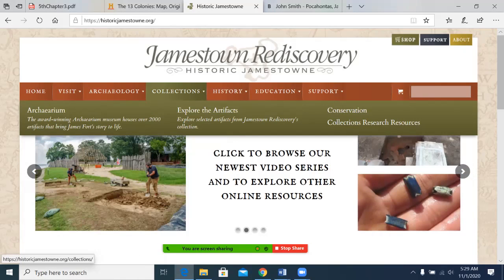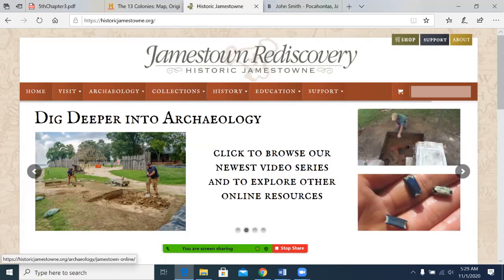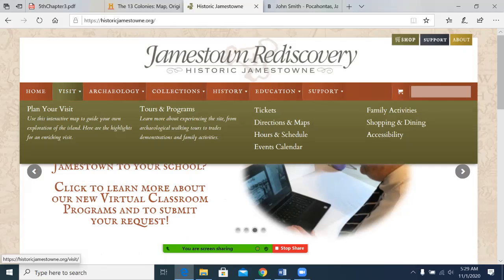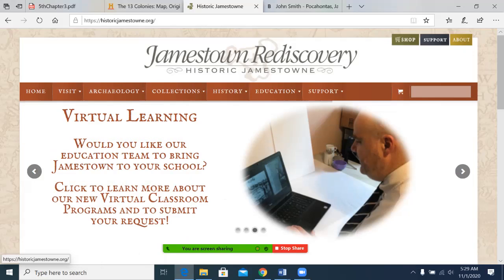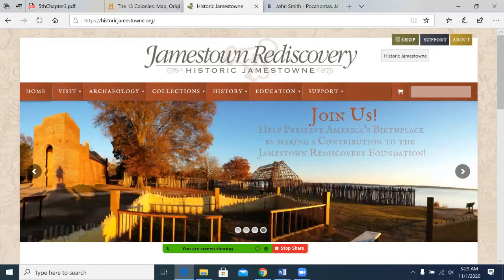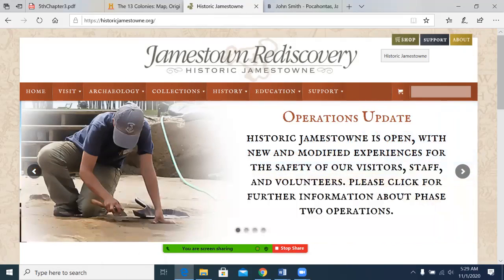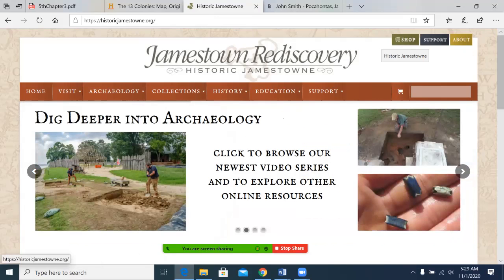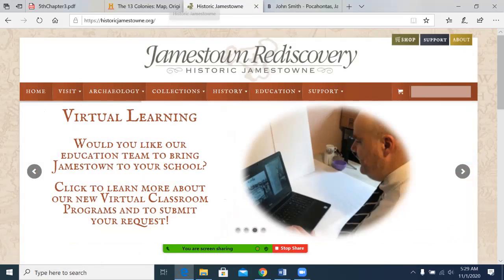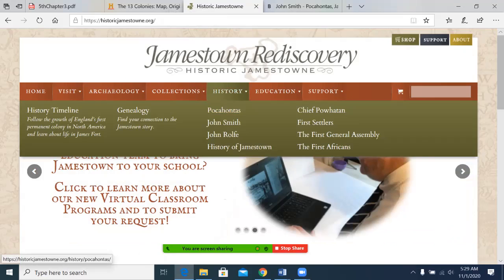So cool stuff there. Collections. You can see some of the artifacts. You can see these people doing archaeology. You can make a plan to visit. Maybe one of these days I will have to make a trip out here and do our own little recordings from there. Don't think it'll happen due to COVID when I go out to Virginia in a few weeks, but it would have been pretty cool to take our whole class, let's be honest here.